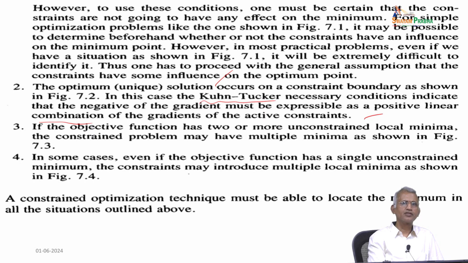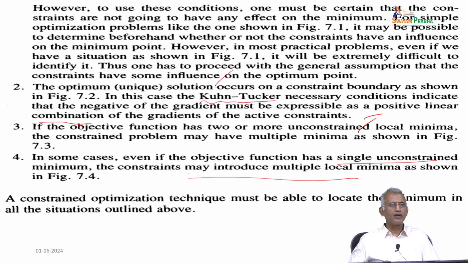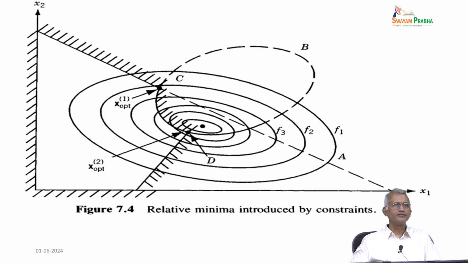If the objective function has two or more unconstrained local minima, the constrained problem may have multiple minima, as shown in the figure. In some cases, even if the objective function has a single unconstrained minimum, the constraints may introduce multiple local minima, as shown in figure 7.4. So, the constrained optimization technique must be able to locate the minimum in all the situations outlined above. This picture shows the relative minima introduced by the constraints F1, F2, F3 and so on.